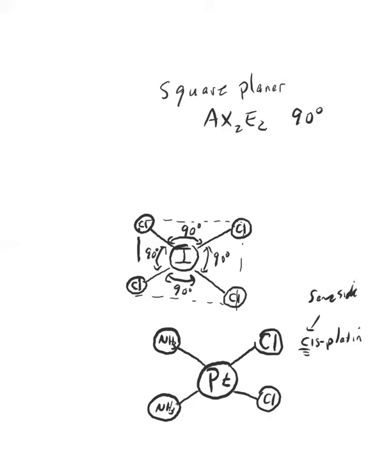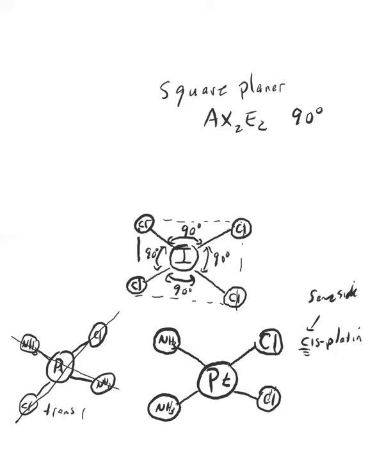So what that means is the chlorines are on the same side. So if I put a chlorine here and an ammonia on the same side, and then a chlorine on the other side, and an ammonia on this side, now these chlorine atoms are on the opposite sides of the platinum. These ammonia molecules are on opposite sides of the platinum. So this is called transplatin. Trans is opposite side. Cisplatin means that the atoms are on the same side. Okay, so that's cool. So that's a square planar.